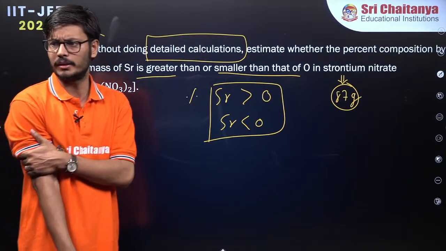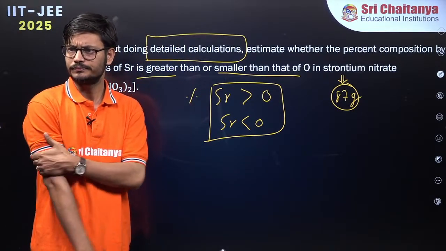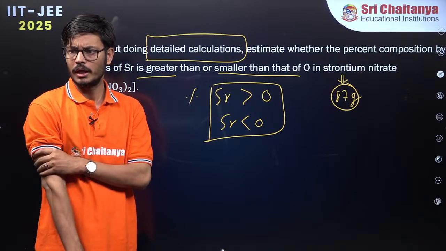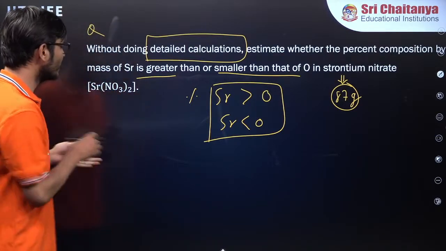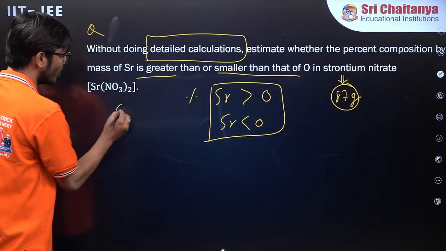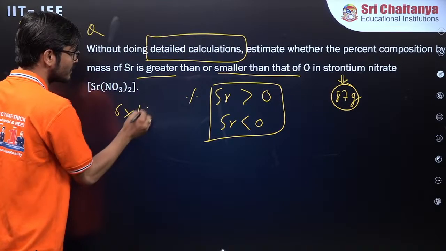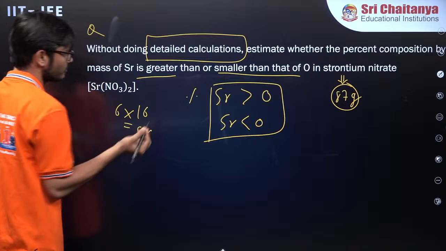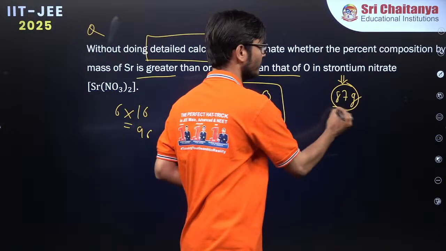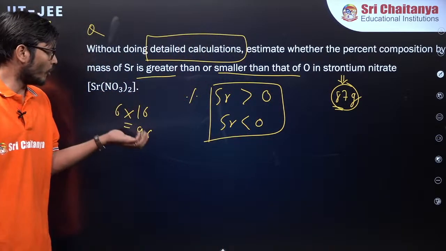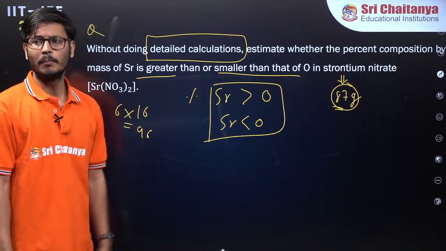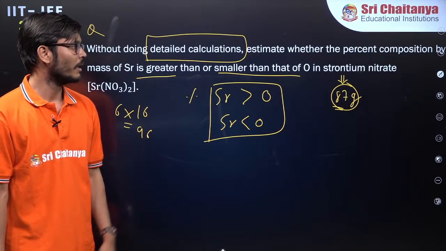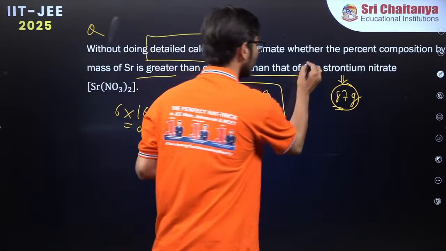Oxygen, very good. Very simple, right? So oxygen, how many oxygens are there? 2 into 3. So 6 oxygens into their mass, which is 16, which is how much? 96. And strontium's mass is 87, and which is single. So of course, more mass, more percentage composition. Strontium's percentage is less than that of oxygen.